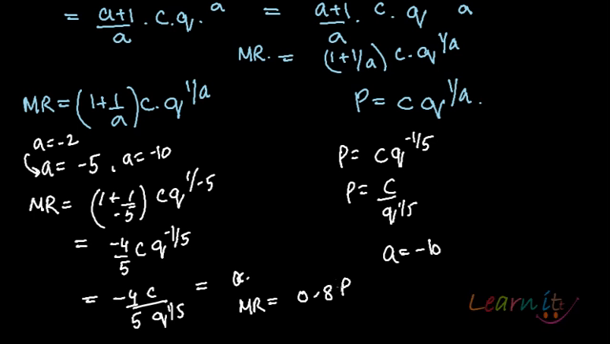And in case a is equal to minus infinity, then what will happen? The MR curve would actually become P. In that case MR would be equal to price, and that is the case of infinitely elastic demand, which is particularly the case of perfect competition, in which the firm is a price taker. Okay, fine. So this was an application of the relationship between the MR and the elasticity of demand.